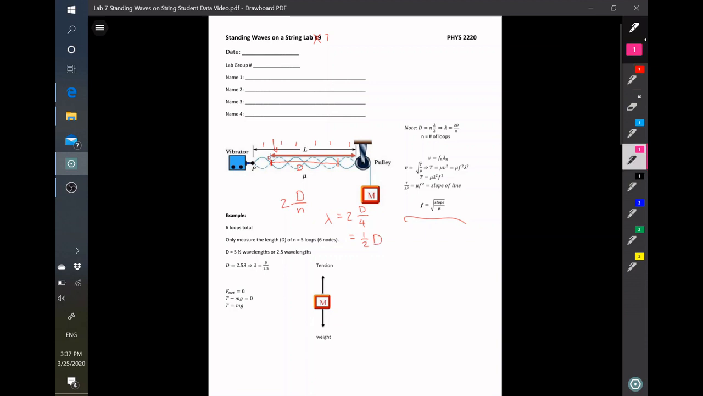And that matches up with what you would expect if you were to trace out one of the repeating patterns. Here the pink line is one repeating pattern, and that's half of the total distance measured, D.